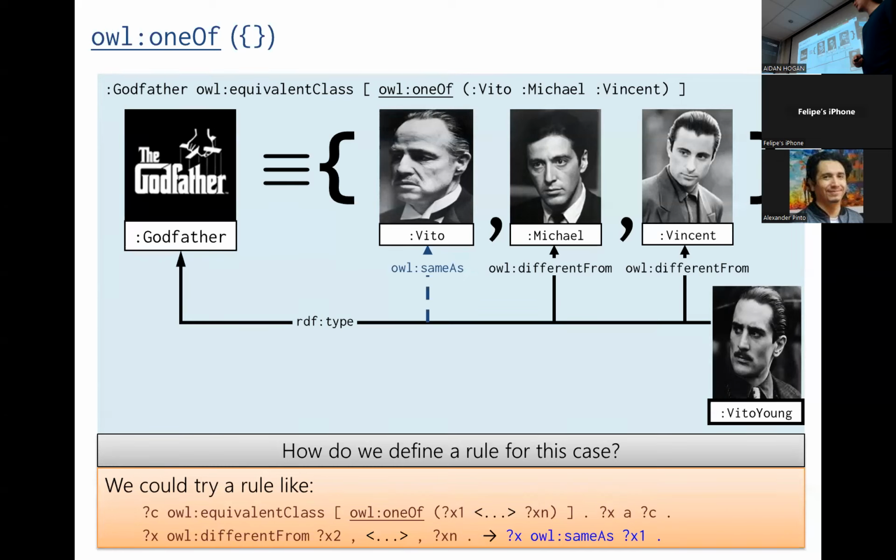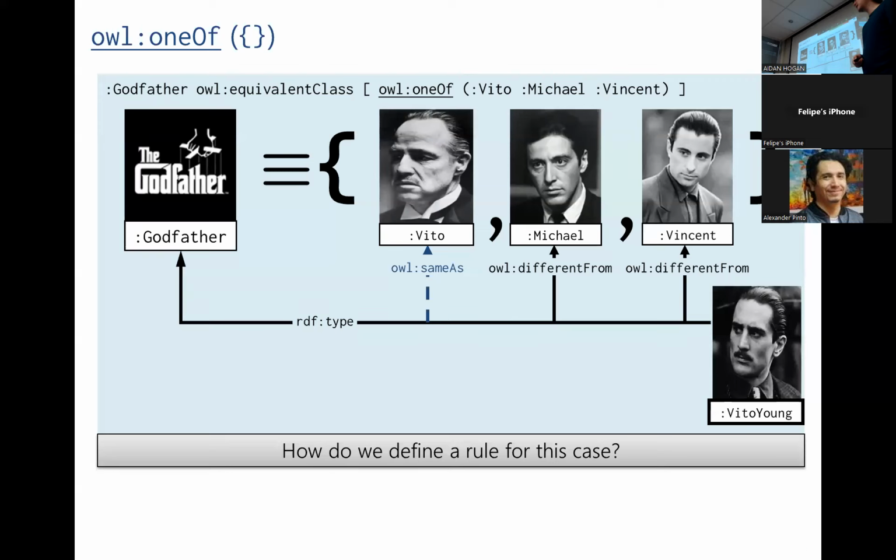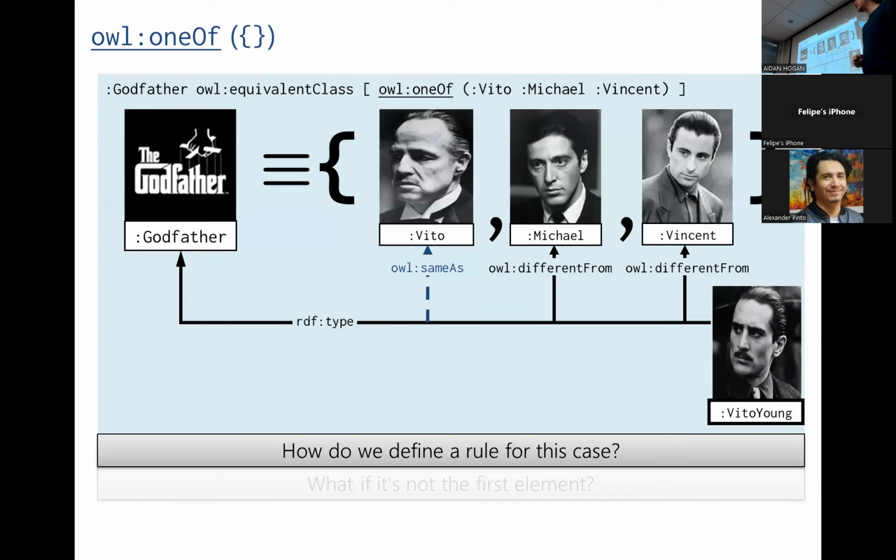It's becoming difficult to write this rule. We have to use multiple rules to capture that it might be any element of the list. And still, this is a very specific rule. It's not capturing exactly the semantics as we'd like to define it. We could define it with multiple rules, for example, if it's the first element, then it's the same as the first element, but it gets more difficult.